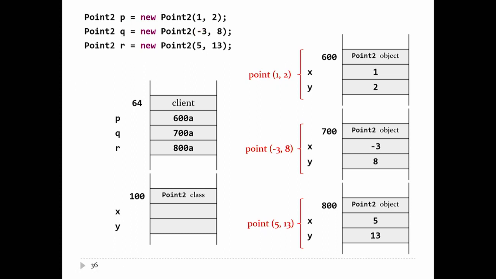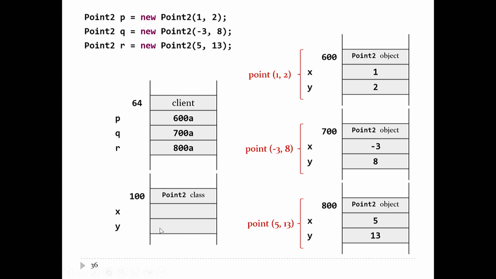Q is a reference to a new Point2 object whose coordinates are -3 and 8. So when the compiler sees new Point2, it takes the class and makes a copy of it. The constructor runs and fills in the coordinates to -3 and 8. And then finally, R is a reference to a third Point2 object whose coordinates are 5 and 13.